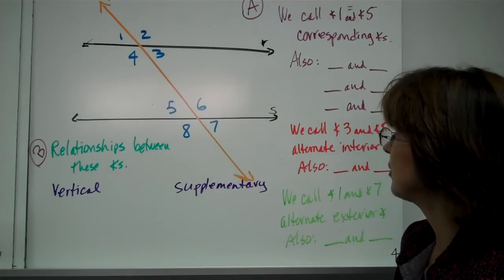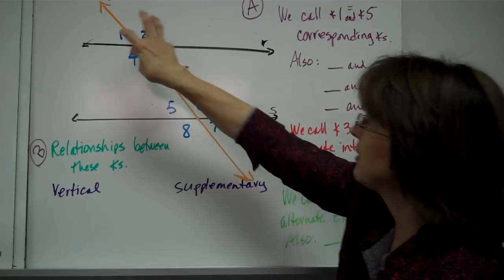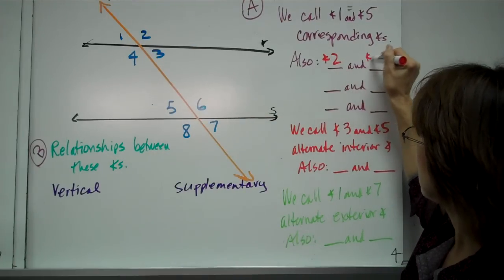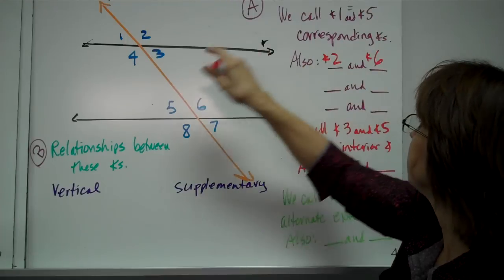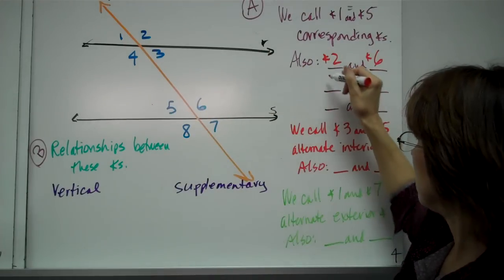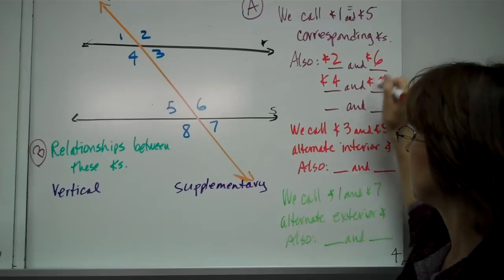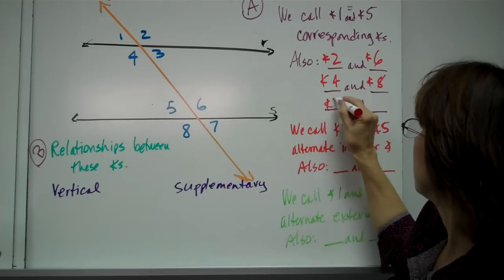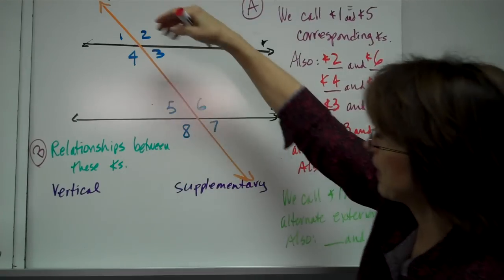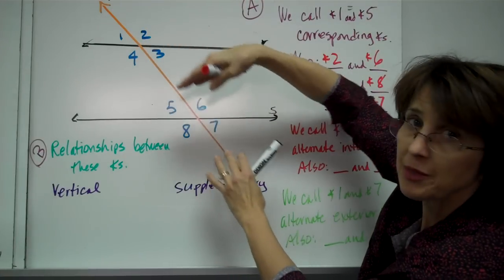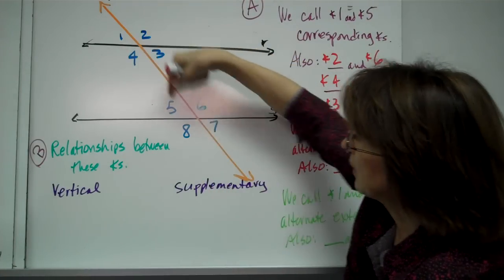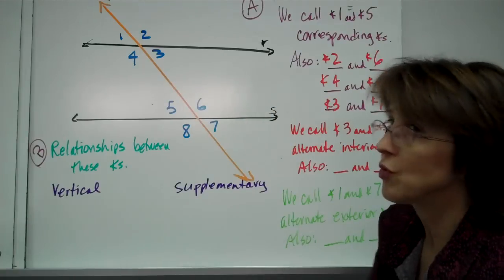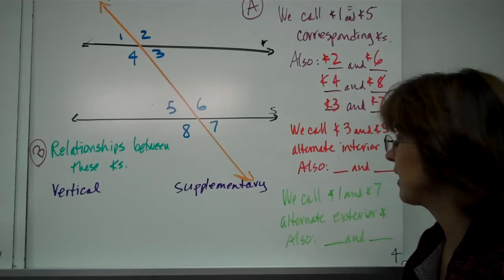Let's figure out what else could be corresponding. Well, when I cut this out and put it on top of here, angle 2 matches angle 6. So those are corresponding. Angle 4 matches angle 8. They're corresponding. Angle 3 matches angle 7. So those are corresponding. So if you cut it out and it's in the same position, then they're corresponding. 1 and 5, 4 and 8, 2 and 6, 3 and 7. We call them corresponding.